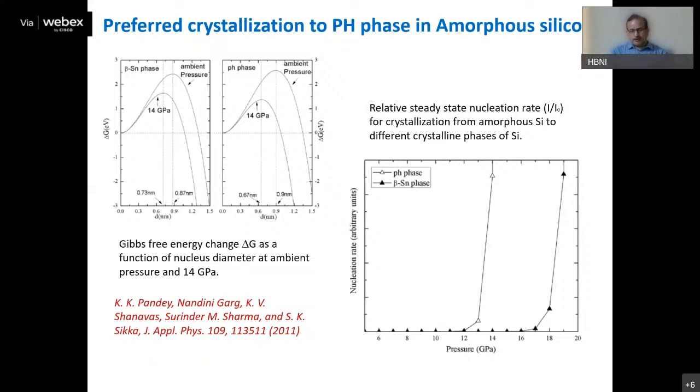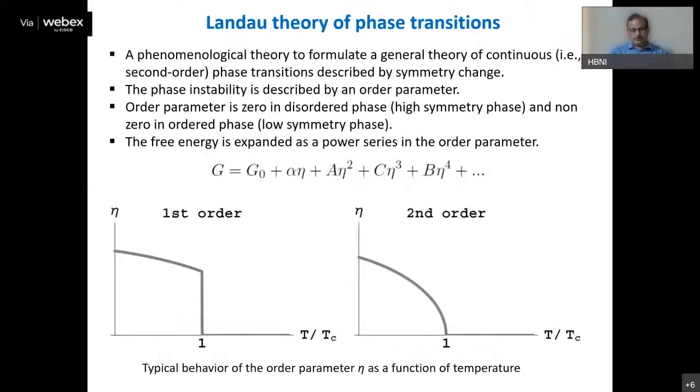Okay. Now let us come to another phenomenological theory that is very famous, the Landau theory of phase transitions. Landau tried to formulate a general theory of continuous phase transitions, like second order phase transitions as per the Ehrenfest classification. These phase transitions are described by a symmetry change, for example, magnetization. Landau focused on this kind of phase transition.